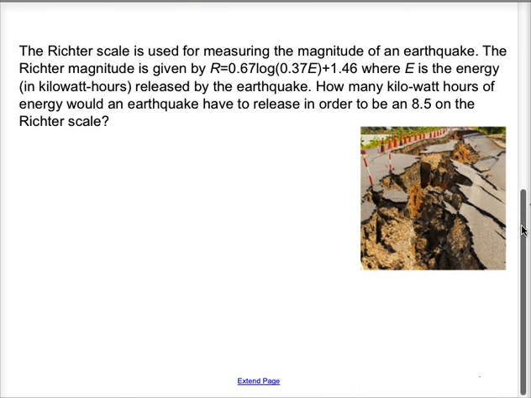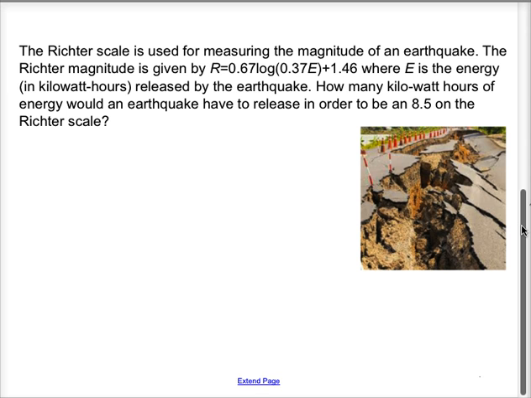So the Richter scale is used for measuring the magnitude of an earthquake. The Richter scale magnitude is given by R equals 0.67 log to the 0.37 E plus 1.46, where E is energy in kilowatt hours released by the earthquake. So talking about the energy released by the earthquake compared to its reading on the Richter scale. Those are the two things that we are comparing.